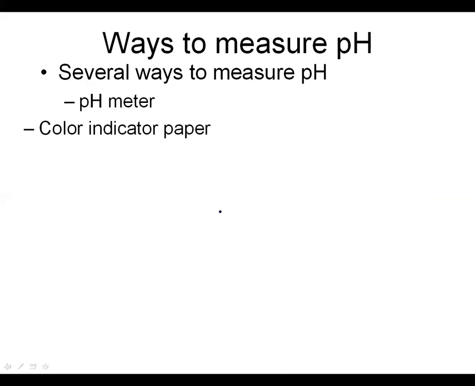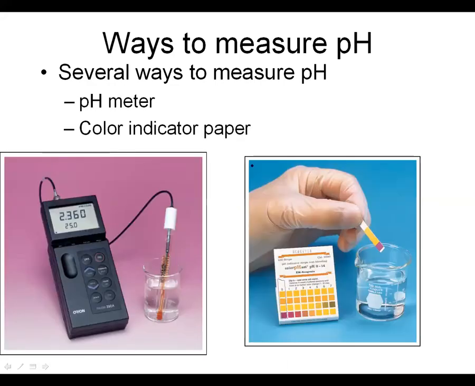Now, there's a couple different ways you can measure pH. Here are 2 common ways. The one over here is what is known as a pH meter. And the pH meter is basically an electrode where the arrow is kind of pointing to, that you put into the solution, and a little chemical reaction basically occurs, and it basically gives the voltage to the machine.